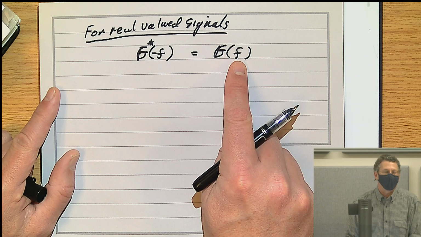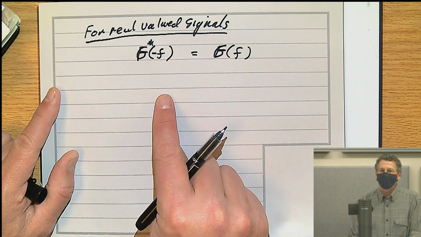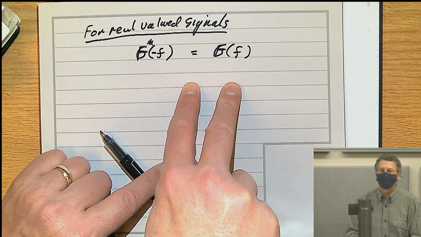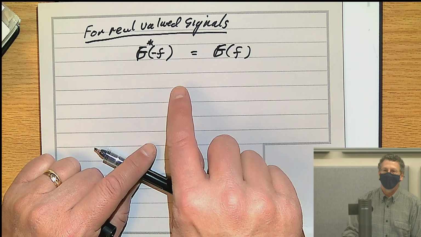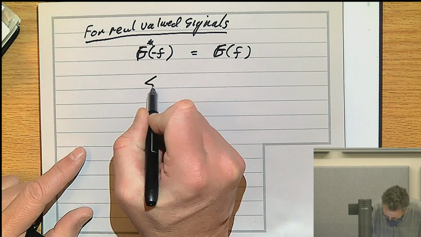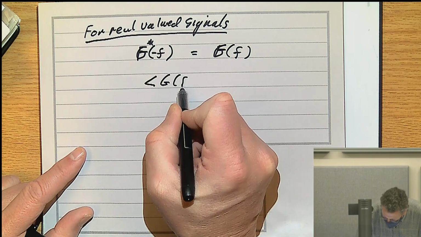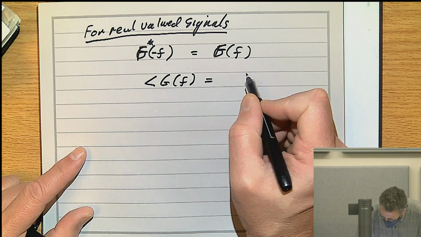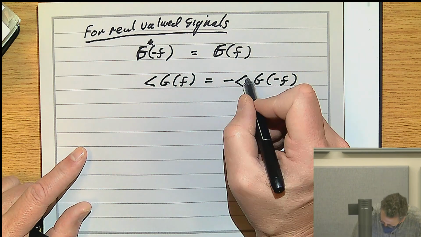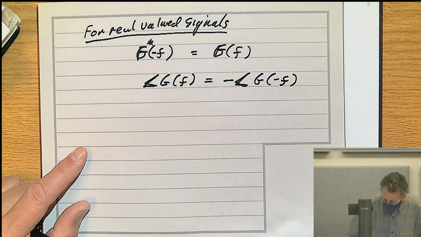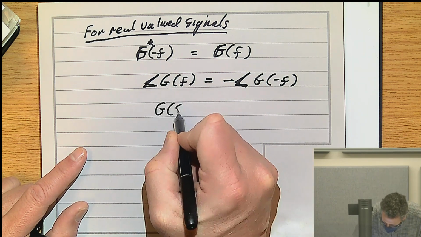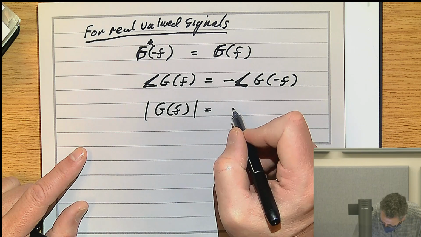they're always conjugate symmetric. So that means that the amplitude is symmetric, and the phase is sort of conjugate symmetric. The phase is going to have the property that the phase of G of f equals minus the phase of G of minus f. So the phase is antisymmetric, and the magnitude is symmetric.